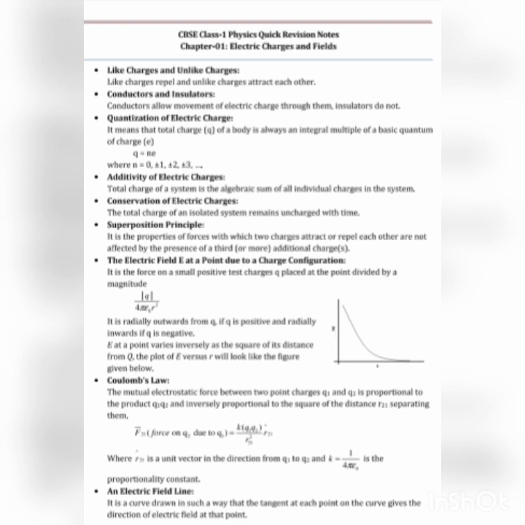Additivity of electric charges. Total charge of a system is the algebraic sum of all individual charges in the system. Total charge is different from quantization of electric charge, since total charge is bigger than quantization and it includes all those smaller charges that quantization makes up. It is the algebraic sum of all individual charges and not the charges that are together and attract each other.